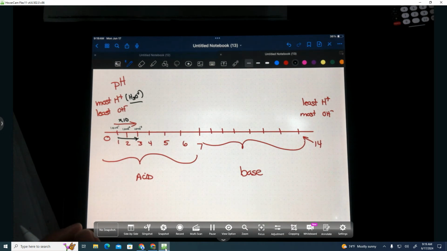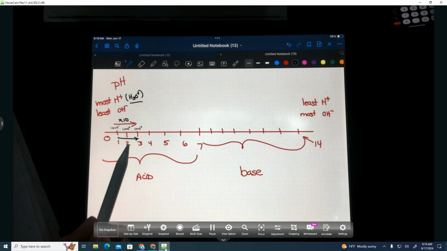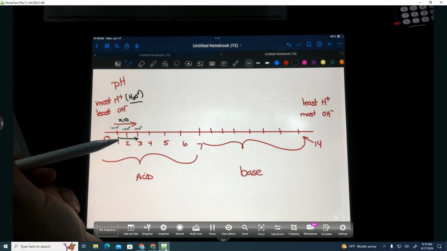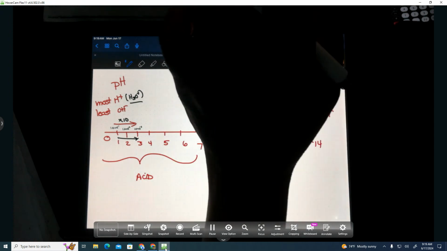You ready? Going backwards. Say that again, going backwards? If you mean going backwards in pH number, if I go from 2 to 1, my hydrogen ion concentration goes up by a factor of 10. If I go from 1 to 2, my hydronium goes down by a factor of 10. Every jump in number is a factor of 10.